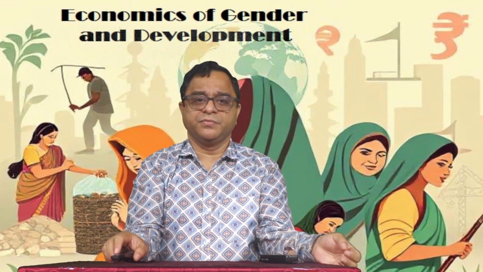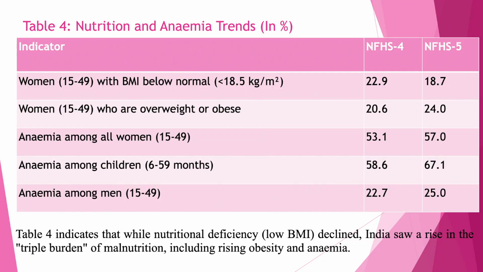Similarly, we see in table 4 nutrition and anemia trends. Here we see women in the age group of 15 to 49 years with BMI below normal. Similarly, women in the age group of 15 to 49 who are overweight or obese. Then we also see anemia among all women in the age group of 15 to 49, anemia among children in the age group of 6 to 59 months, that is from 6 months to 5 years, and anemia among men between 15 to 49. So these data are given for NFHS 4 and 5th rounds.